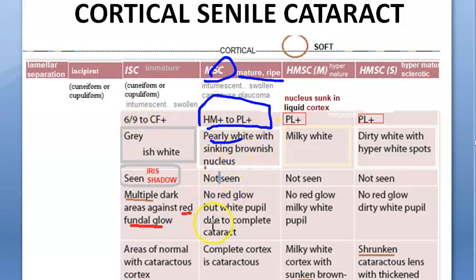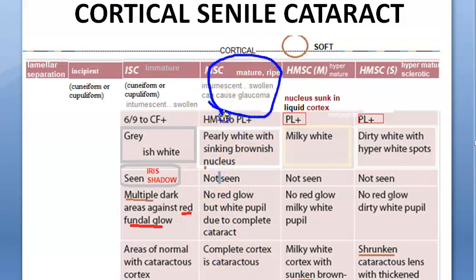And then, what else will you see here? Here, the entire cortex opacification is complete. Entire cortex is involved. Opacification is complete. Pearly white. Okay. Ripe cataract. Mature. Now, let's move on to hypermature.